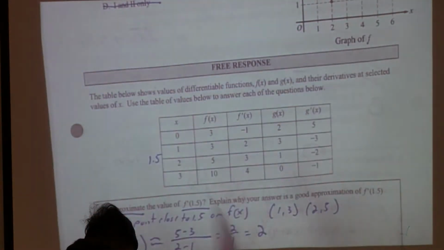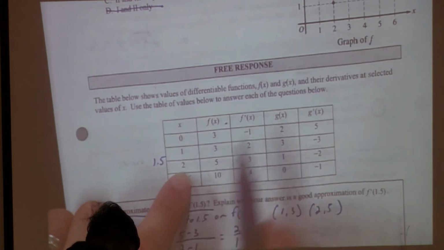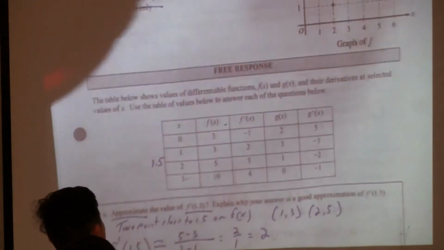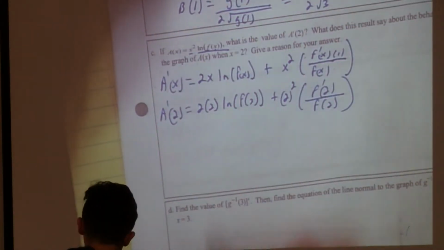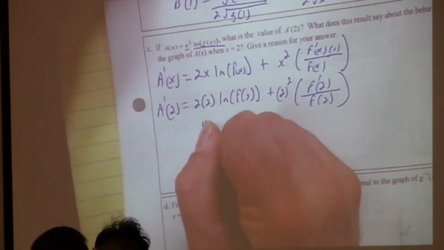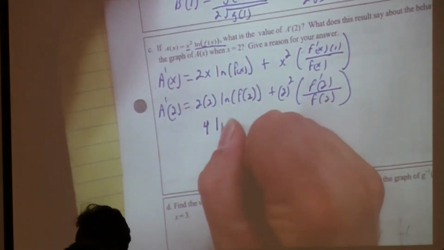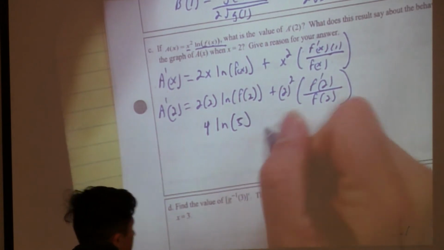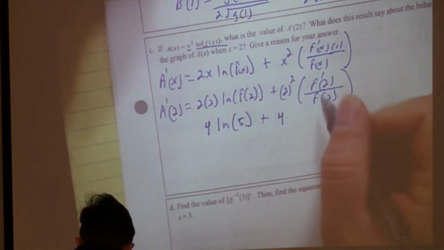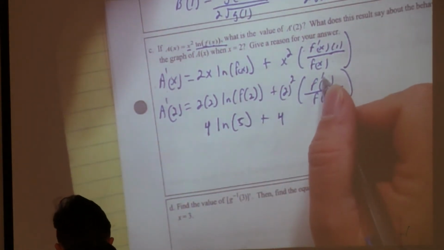What's f of 2? 5. And f prime of 2? 3. So we got a 5 and a 3. Make sure we put them in the right place. 2 times 2, that's 4 times ln of 5, plus 4 times 3 over 5.